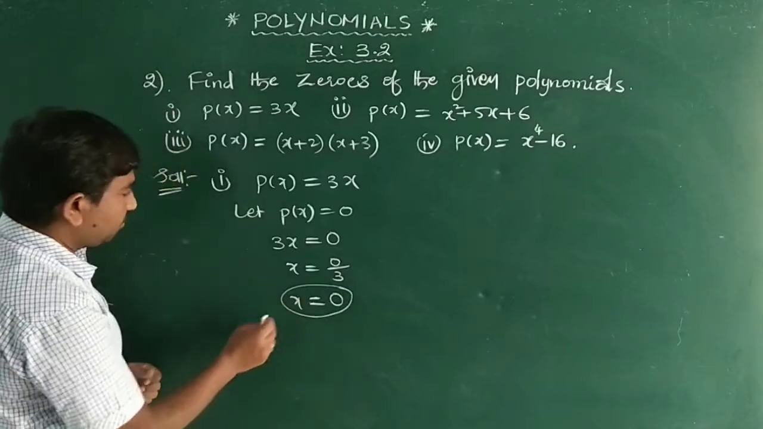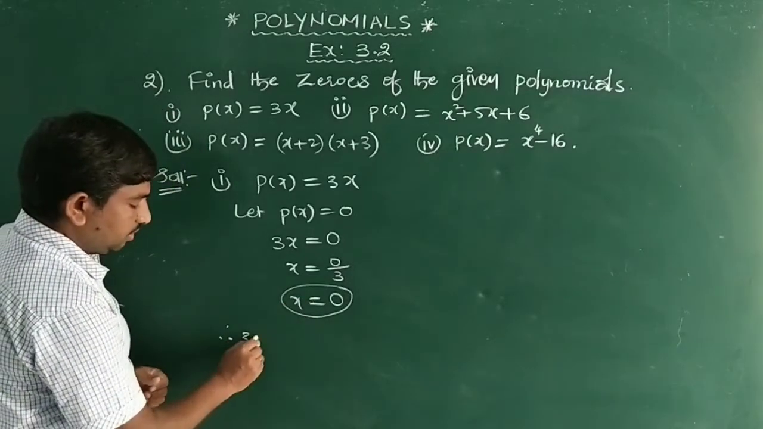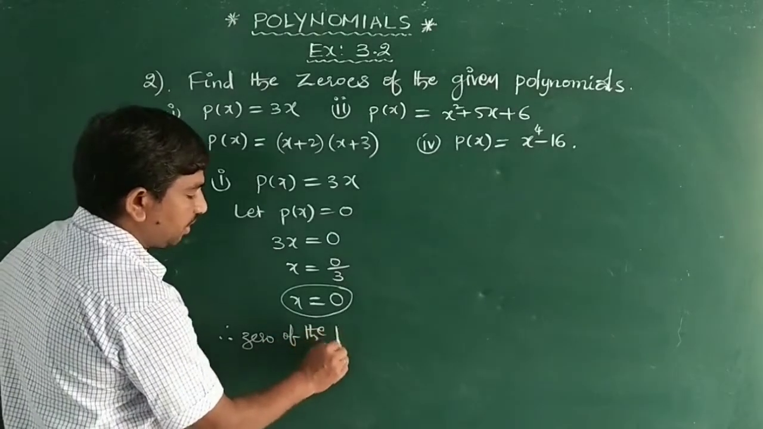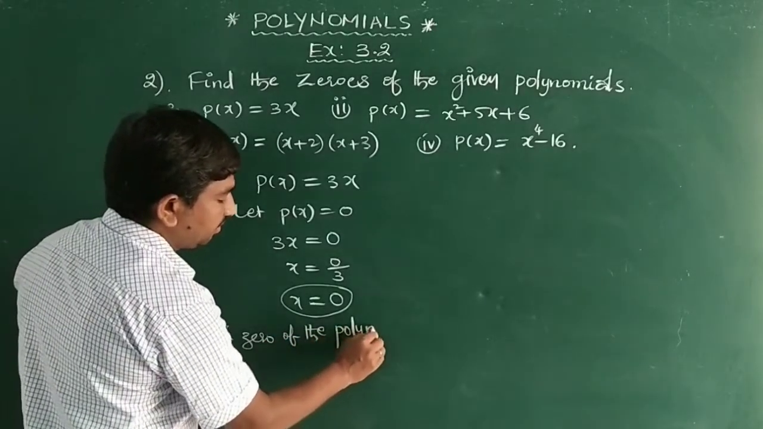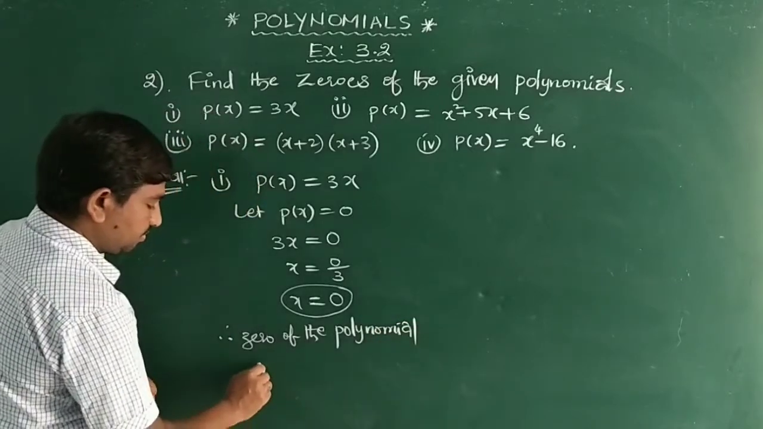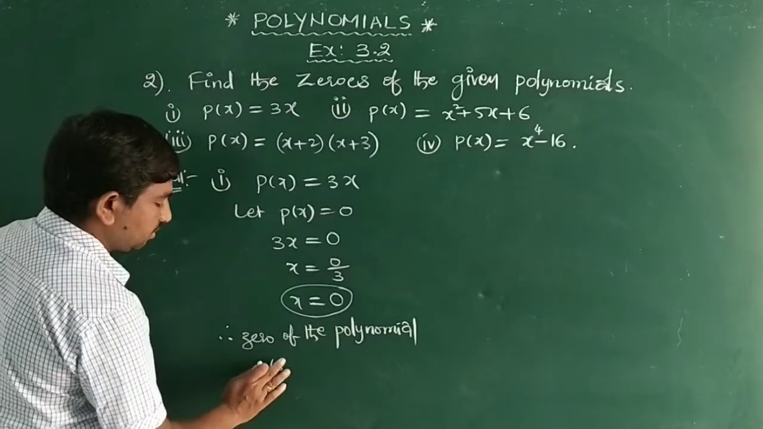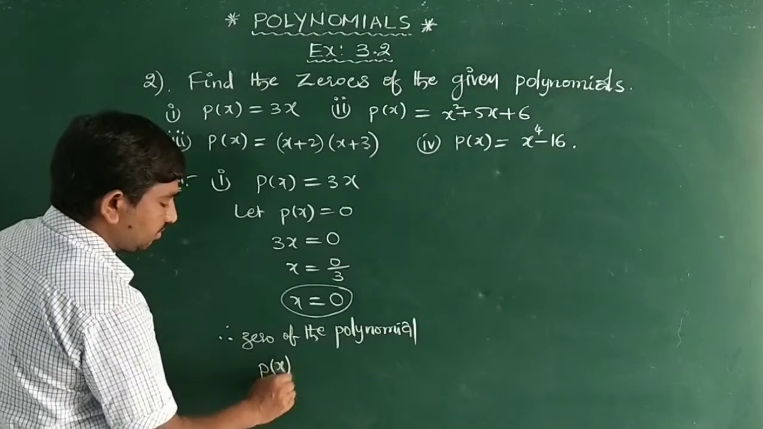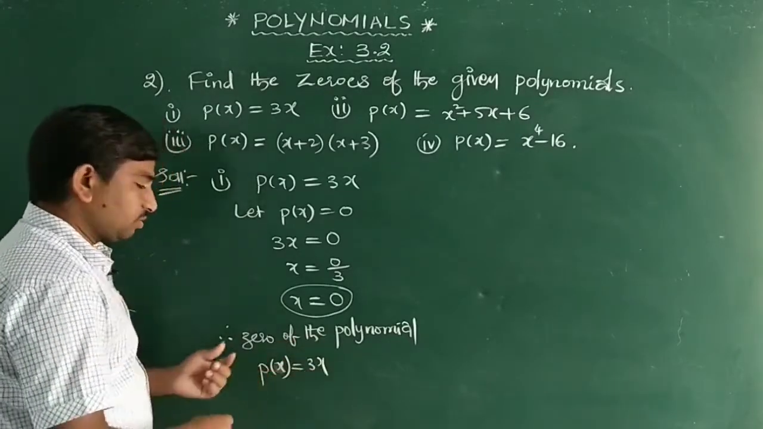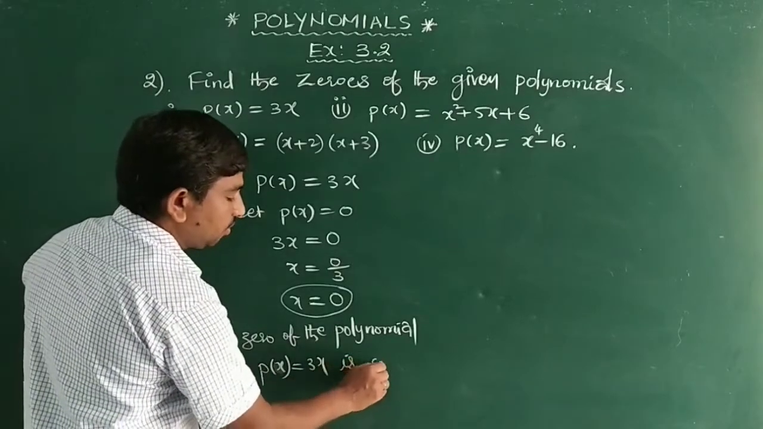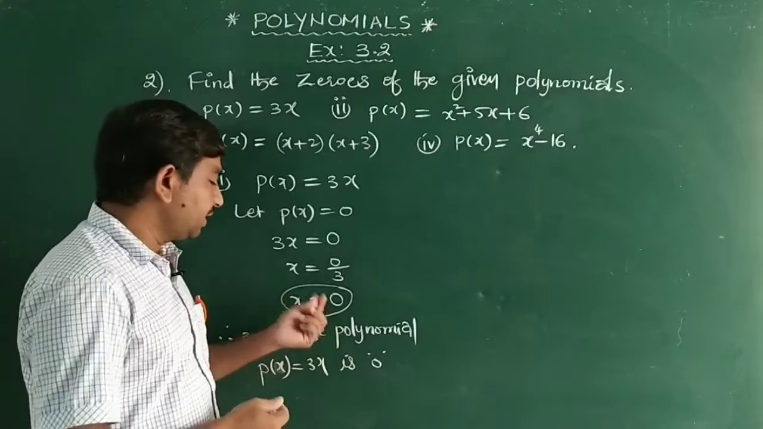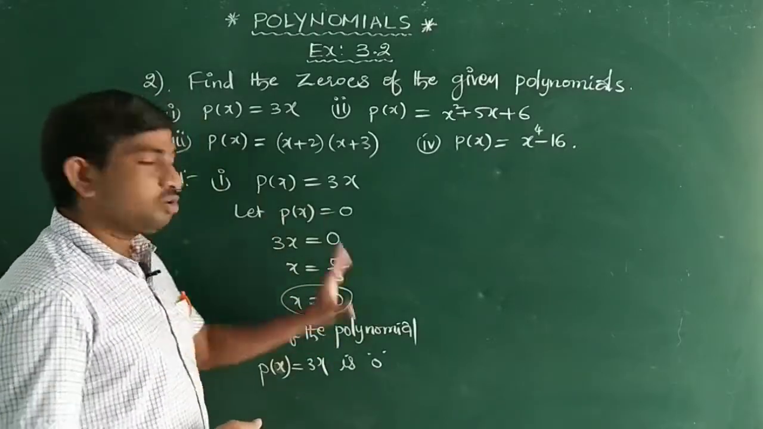So here, therefore, the zero of the polynomial P of x equals 3x is 0. So how many zeros are we getting? Only one zero, that is 0. So this is the zero of the polynomial.